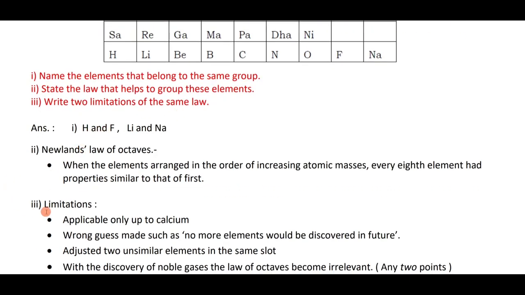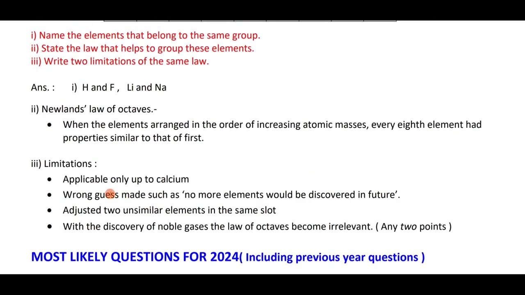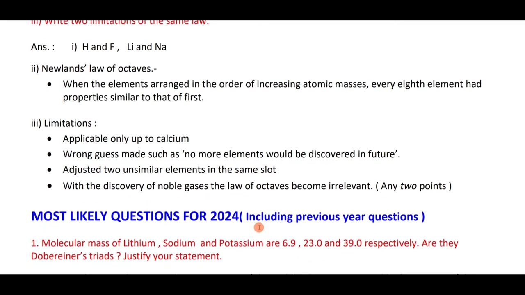Limitations of this law: it was applicable only up to the element calcium. Wrong assumptions were made, such as that no more elements would be discovered in future. It adjusted two unlike elements in the same slot. With the discovery of noble gases, the law of octaves became irrelevant.